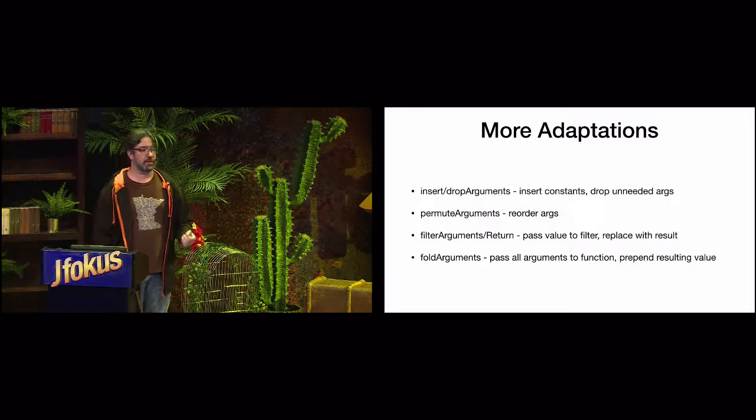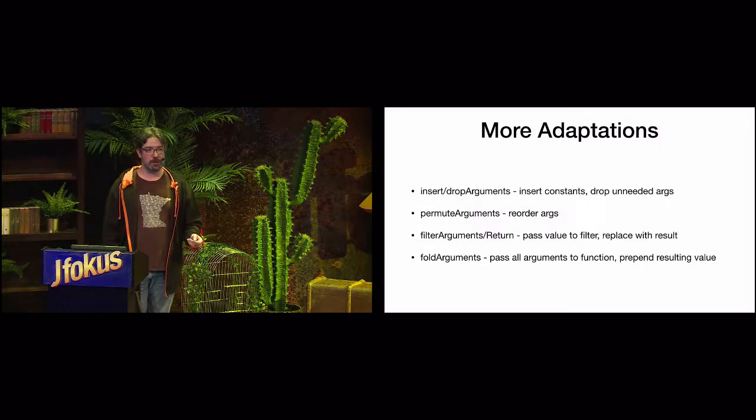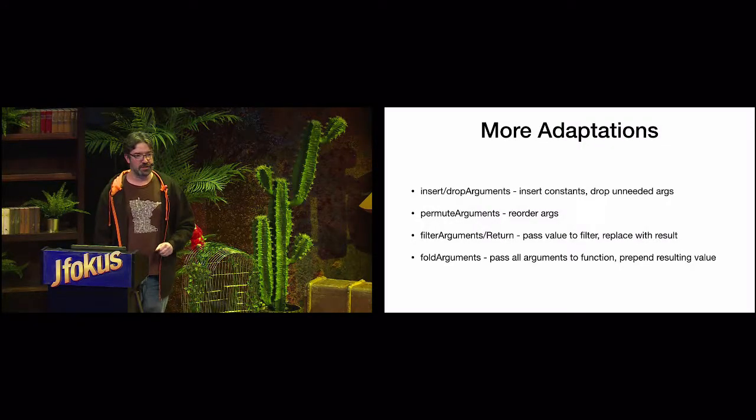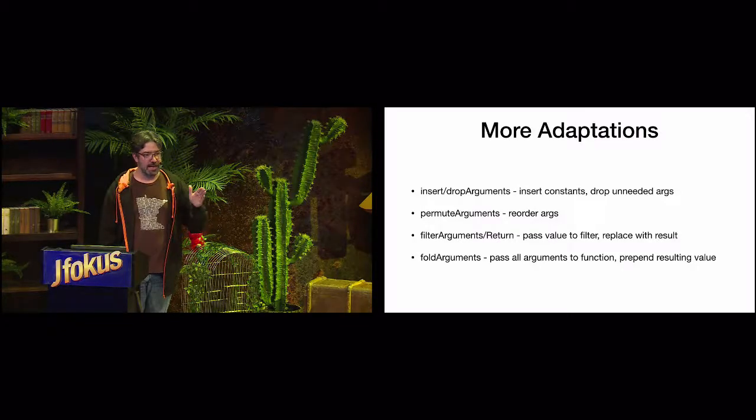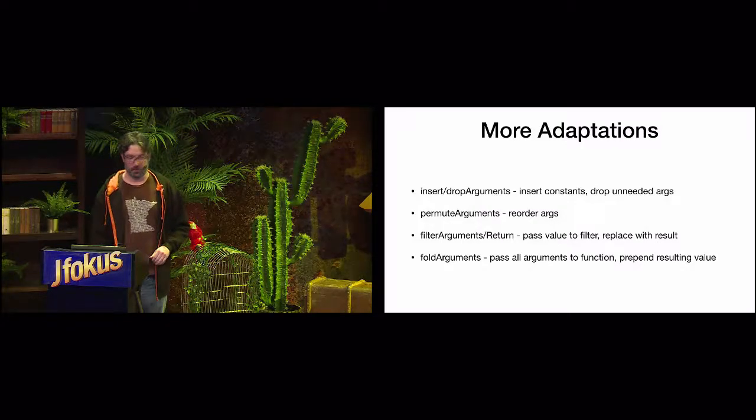You can also do something that's called folding, conceptually a little more complicated, but you provide a handle, it passes all of the arguments into it. Whatever that result is, it adds it as the first argument. So you can progressively reprocess all the arguments and produce a new value for your method handle stream, for your method handle chain. So let's put this all together.